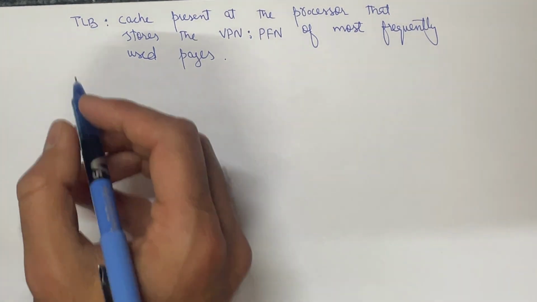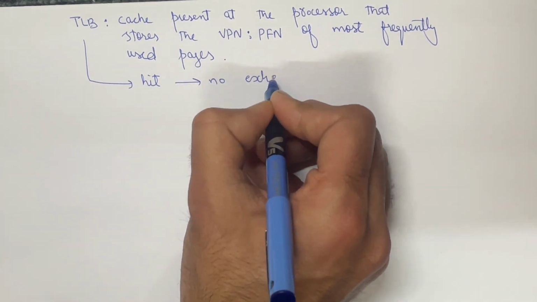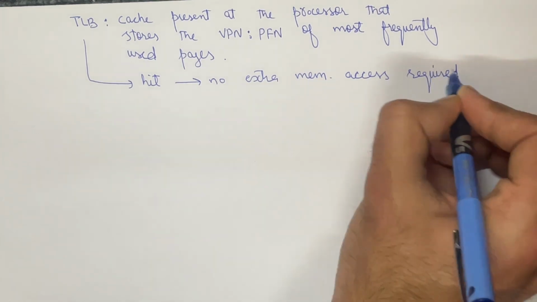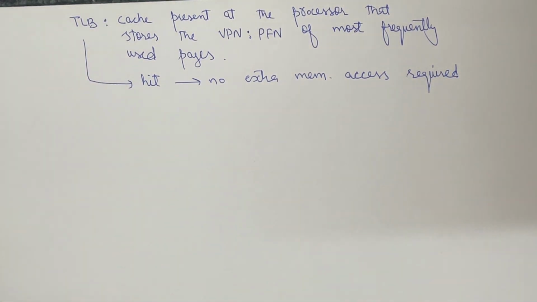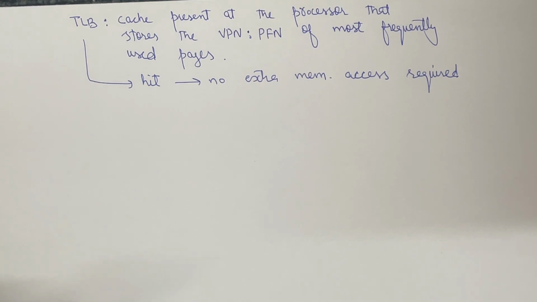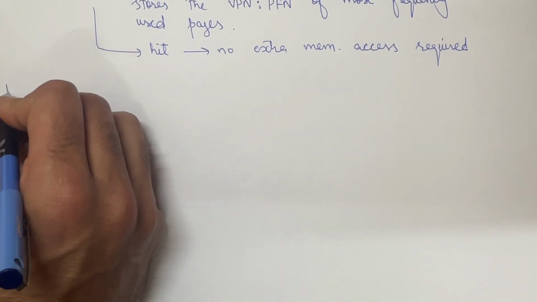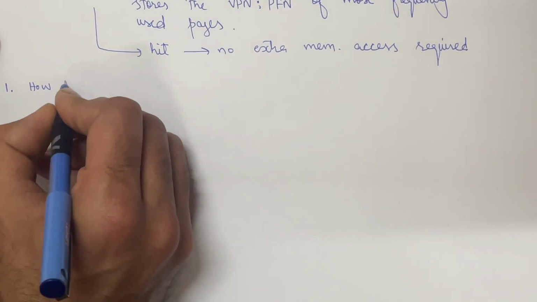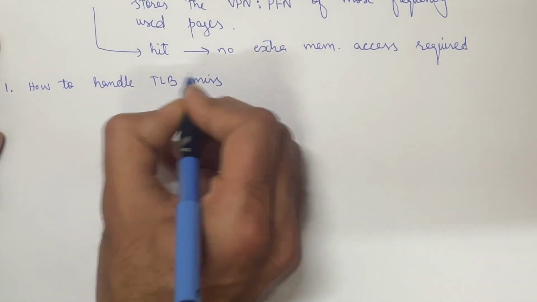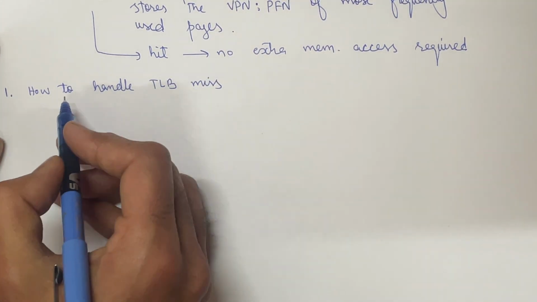Okay. And we said that in case of a hit, there is no extra memory access required. So we want this cache to have a high hit rate. The hit rate of this cache should be very high. Now there are some queries that need to be answered. The first is how to handle a TLB miss. A hit means that we get the data in the TLB, so fine. But what if there is a miss? We will see how to handle a TLB miss.